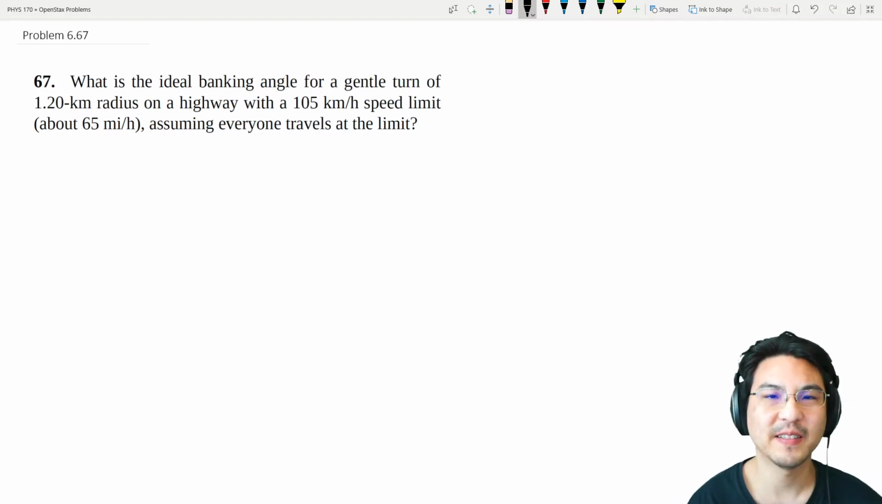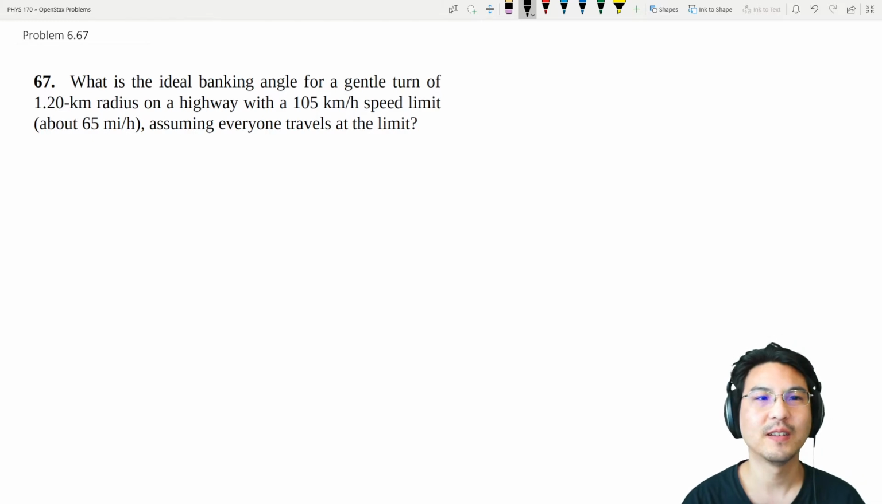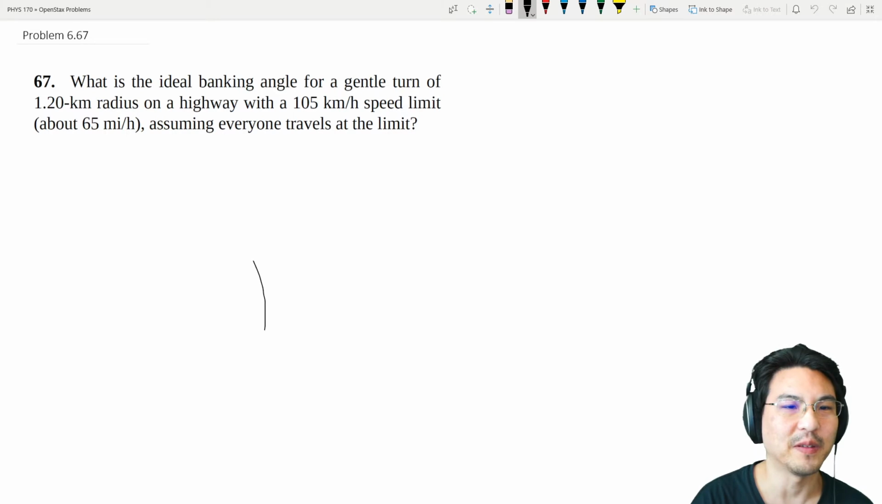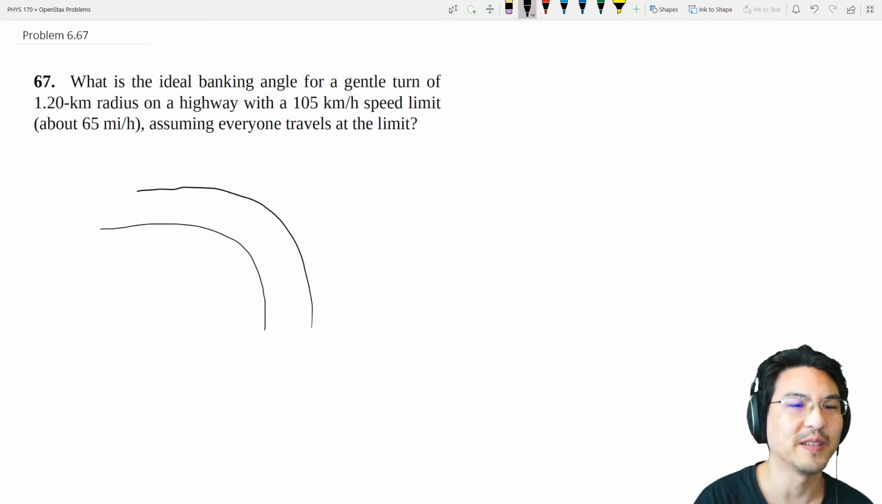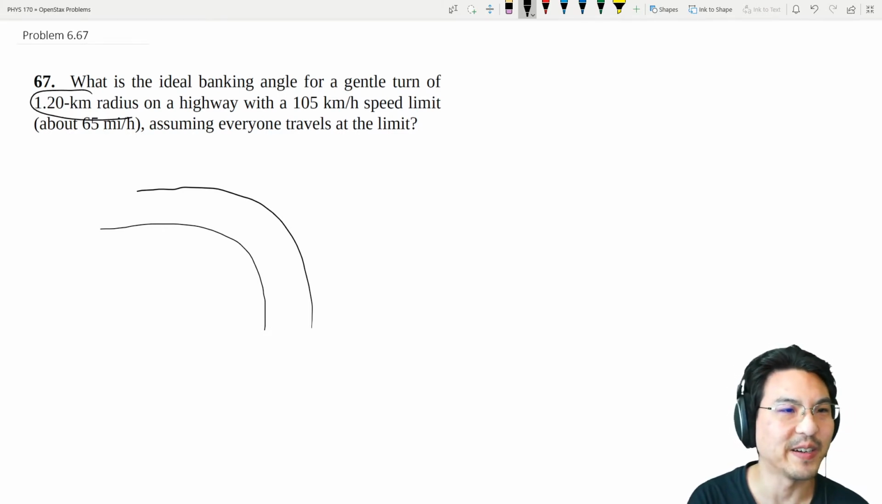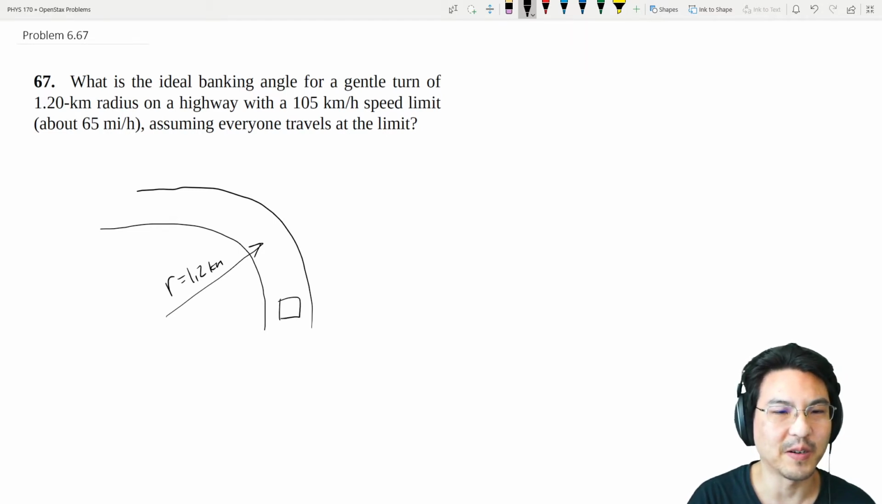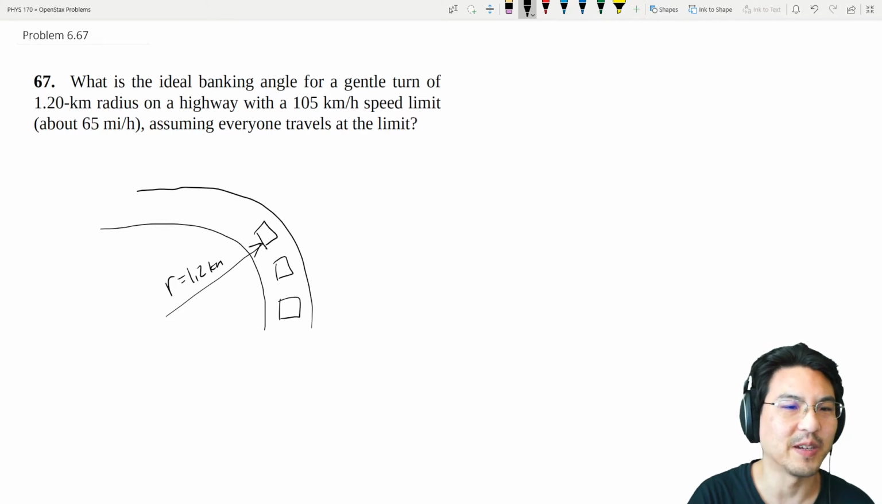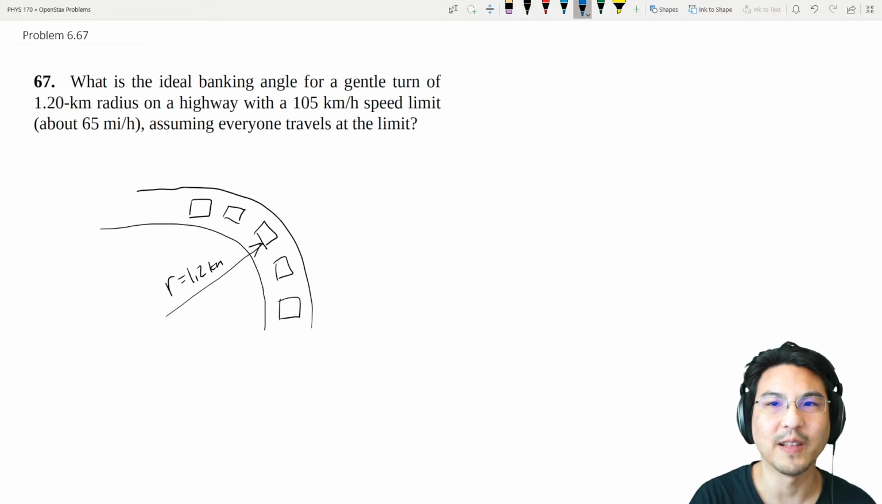Hey everybody, let's give this problem a try. So there's a highway, let's say with a curve like this, and then let's say it's a circular curve, so there's a radius right here, right? So we know this radius, r, and then let's say there's a car driving around this curve. What does the velocity of the car look like?